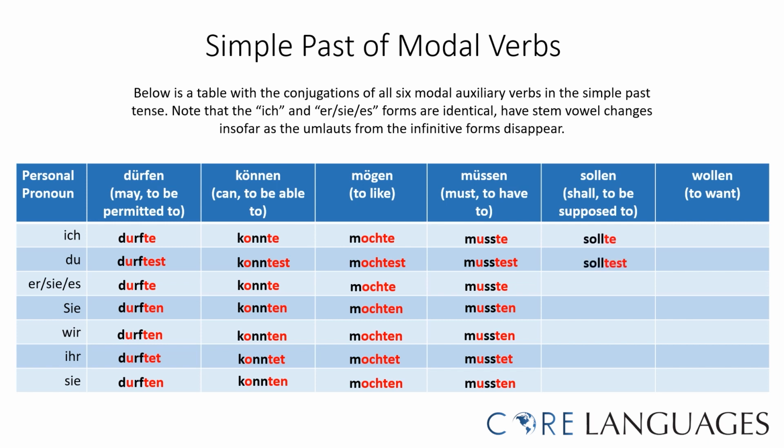Ich sollte. Du solltest. Er, sie, es sollte. Sie sollten. Wir sollten. Ihr solltet. Sie sollten. Ich wollte. Du wolltest. Er, sie, es wollte. Sie wollten. Wir wollten. Ihr wolltet. Sie wollten.